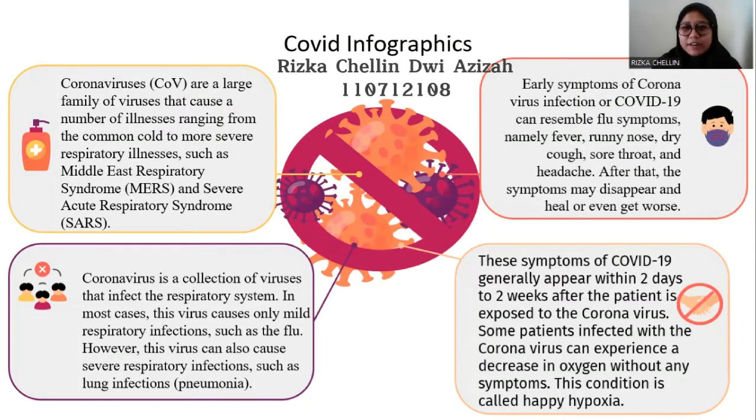Early symptoms of coronavirus infection, or COVID-19, can resemble flu symptoms, namely fever, runny nose, dry cough, sore throat, and headache. After that, the symptoms may disappear and heal or even get worse. The symptoms of COVID-19 generally appear within 2 days to 2 weeks after the patient is exposed to the coronavirus. Some patients infected with the coronavirus can experience a decrease in oxygen without any symptoms. This condition is called happy hypoxia.